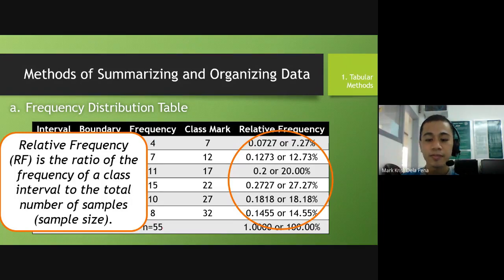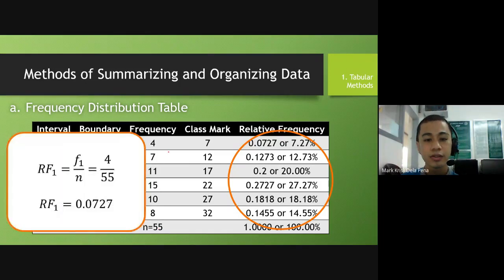equal to 55. So to calculate the relative frequency, again, it is the frequency of that class interval divided by the sample size. For the first class interval, our frequency is equal to 4, and our sample size is equal to 55. So we have to divide 4 by 55. Then you will get a result of 0.0727 and so on. Now, I would suggest rounding it to the nearest 10,000ths, so that would be 4 decimal places. Why? Because I would also suggest that you present your percentage in 2 decimal places.